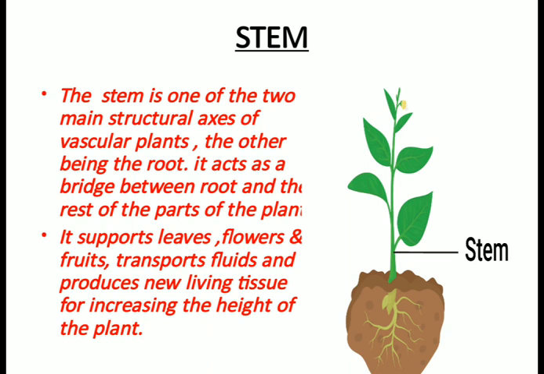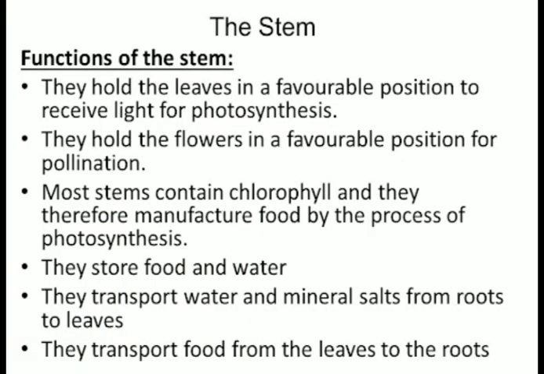Let's discuss in some greater detail the various functions which are performed by the stem. So what are the various functions which the stem performs? First of all, it holds the leaf in a favorable position to receive the light for photosynthesis. That is, the leaves, as we know, are the sites of photosynthesis, and the leaves must be in position with the sun so that the maximum photosynthesis can be achieved, and this is done by the stem.